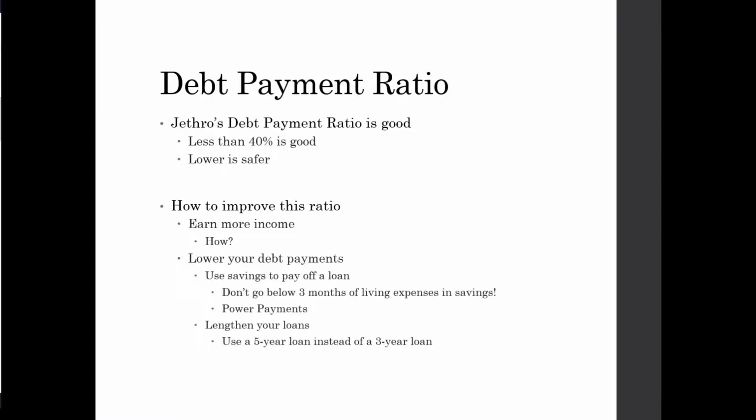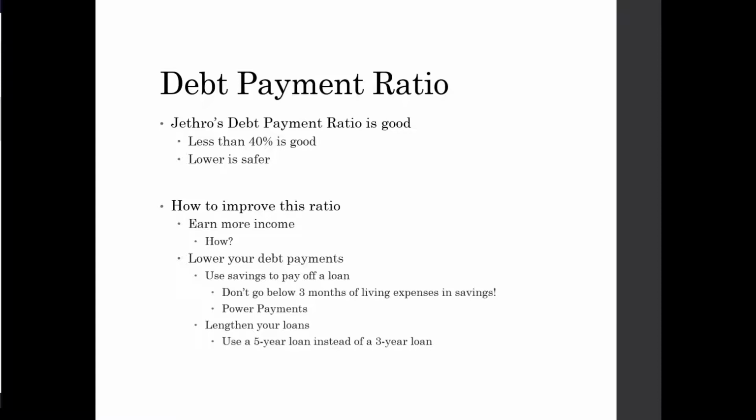So how can we improve this ratio if it's not looking too good? Well, we can try and earn more income, but again, how are we going to do this? Can we earn more overtime? Can we work more hours? Can we get a second job? So where are we going to get this income? That one might be a little bit harder to do. The other main thing we can do to improve this ratio is to lower your debt payments. Think about this. What if you use some of the money in your savings account to completely pay off a loan? Once it's paid off, you no longer have to make those payments, so your total debt payments will be lower. So if you have enough savings to pay off a loan, that's a way to improve this ratio.